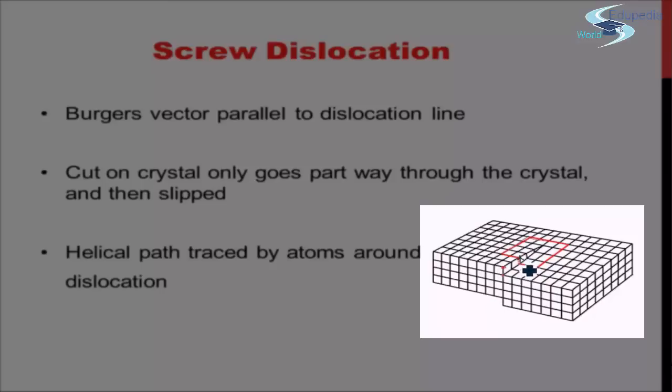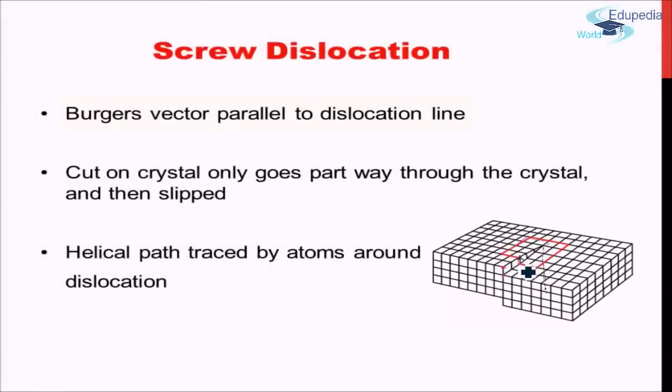And this Burgers vector here is parallel to the dislocation line. The dislocation line is like this here, because this side of the crystal is perfect, this side of the crystal is not perfect, and thereby the separating line is the dislocation line, and this line is parallel to the Burgers vector. So for a screw dislocation, as I already mentioned beforehand, the Burgers vector is parallel to the dislocation line.